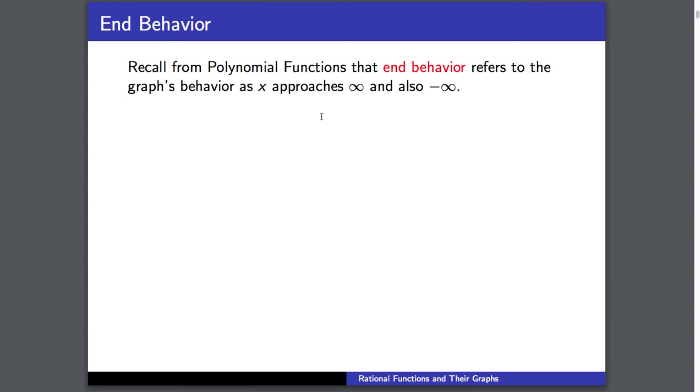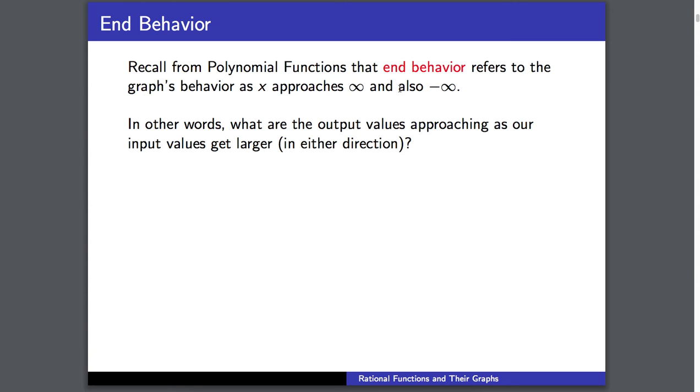Recall from polynomial functions that end behavior refers to the graph's behavior as x approaches infinity, or as x keeps going further right, and also as x approaches negative infinity, or as x goes further to the left. In other words, what are the output values approaching as our input values get very large in the positive direction, and very large in the negative direction?